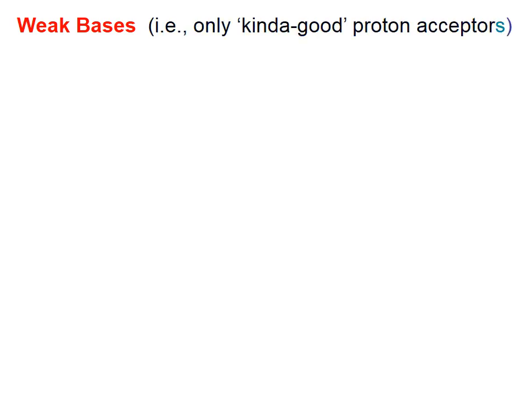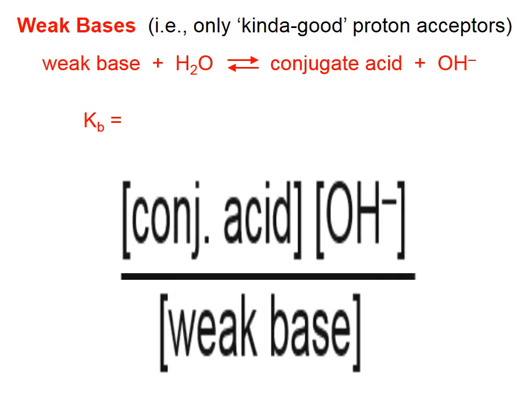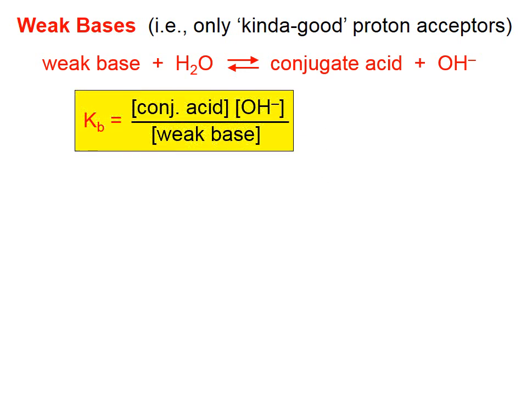Weak bases are only kind of good proton acceptors, just like weak acids are only kind of good proton donors. The equation for a weak base when it comes to equilibrium studies always has the weak base and water on the reactant side, and the conjugate acid and the hydroxide ion on the product side. Just like we wrote an equilibrium constant expression for weak acids, starting with a Ka value, we can write an equilibrium constant expression for weak bases using the symbol Kb.